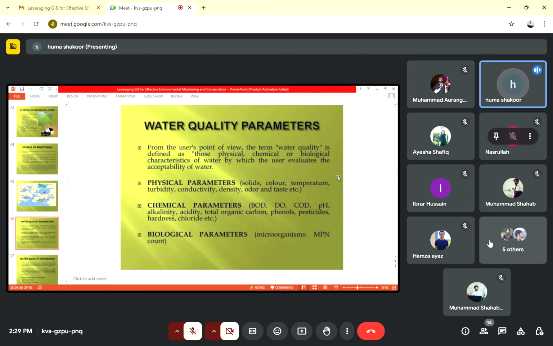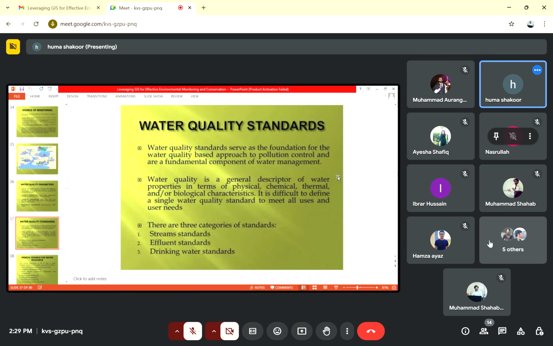What are the water quality parameters related to the environmental sciences or the chemical sciences? You can show all of these parameters: the physical parameters, chemical parameters, and biological parameters on the map to show the quality of the area for your study. What are the water quality standards?